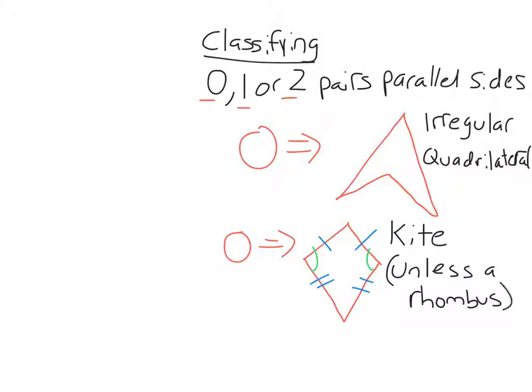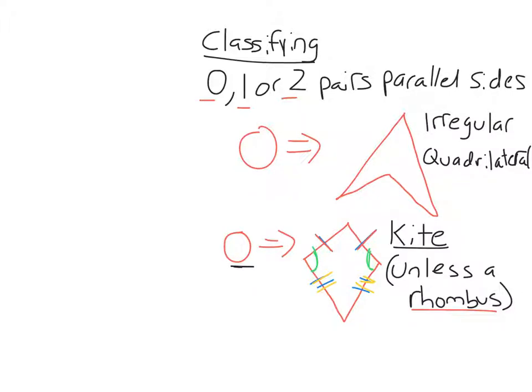So a kite will either have 0 pairs of parallel sides, that's just a normal kite, or it will have 2 pairs of parallel sides if it is a rhombus. So you can tell the difference between a kite and a regular quadrilateral easily. As I said, a kite has to have 2 pairs of adjacent sides that are equal, sides next to each other. So these 2 yellow sides are equal, these 2 sides I'm marking red are equal, and it also has this pair of equal angles, as opposed to the irregular quadrilateral, okay?